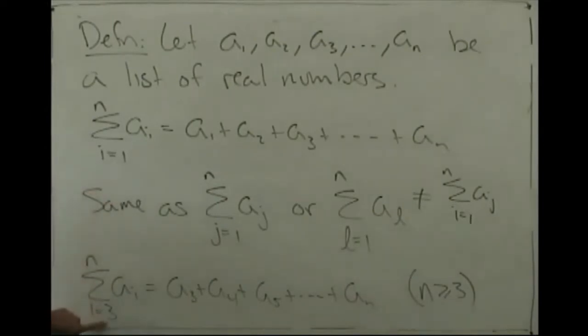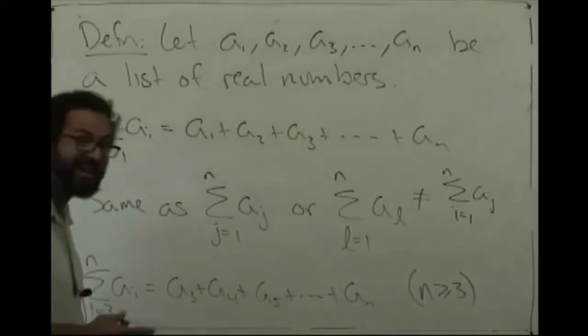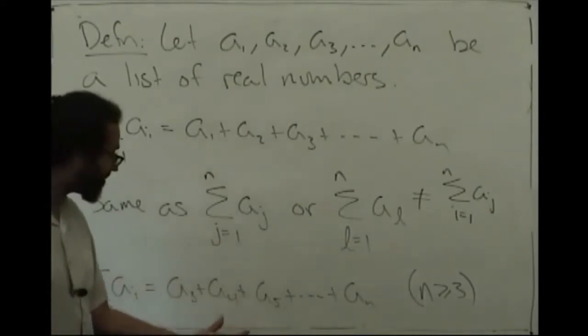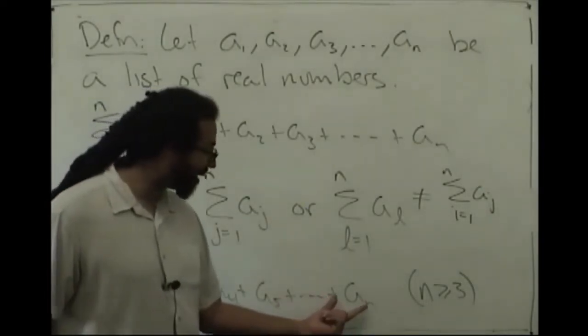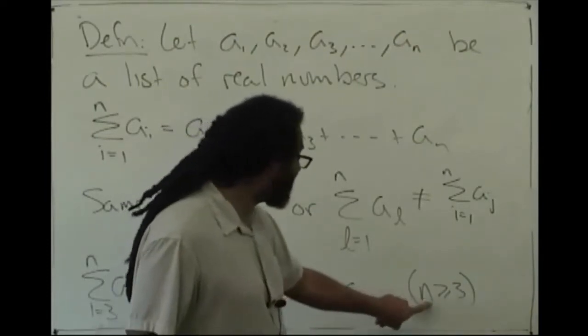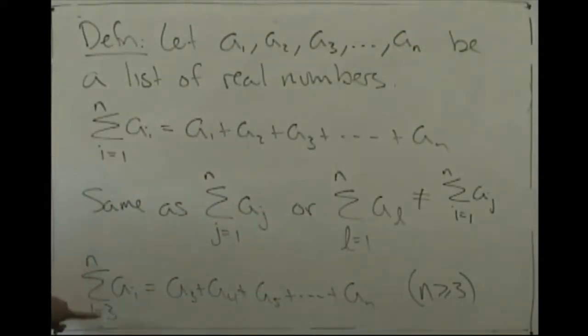Okay, instead of starting at 1, we could start at any number. So here, if we start at 3, then this notation means the sum of the A sub i from i equals 3 up to i equals n. So that's A3 plus A4 plus A5, and so on, plus A sub n. In this case, we need n to be bigger than or equal to 3 in order for this thing to make sense.